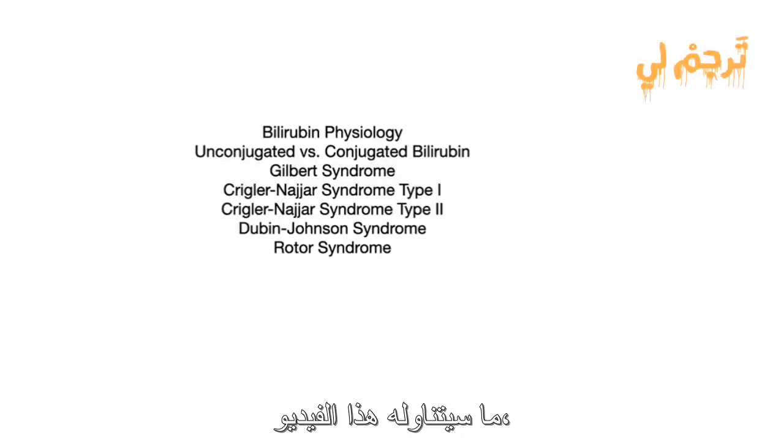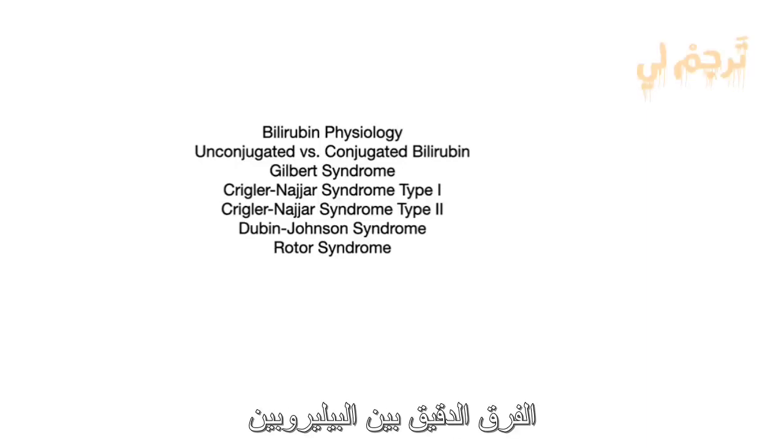Video, we're going to be talking about bilirubin and congenital hyperbilirubinemia. So in today's video, we're going to be talking about bilirubin. And as an overview of what we're going to be going through, this is what this video is going to touch on. So we'll start by talking about bilirubin physiology, and then we'll talk about what is the difference exactly between unconjugated and conjugated bilirubin.